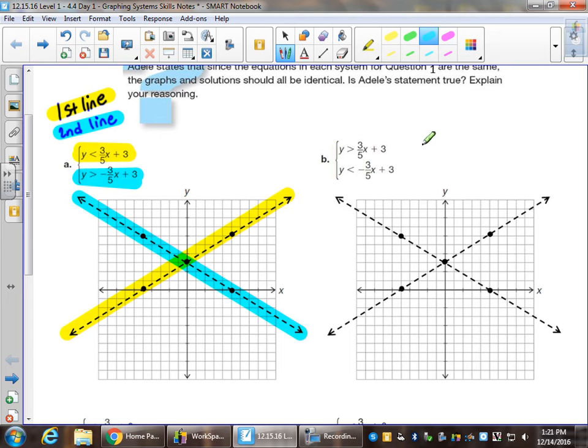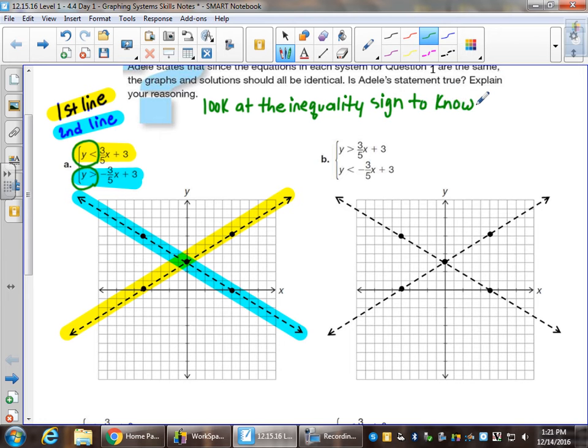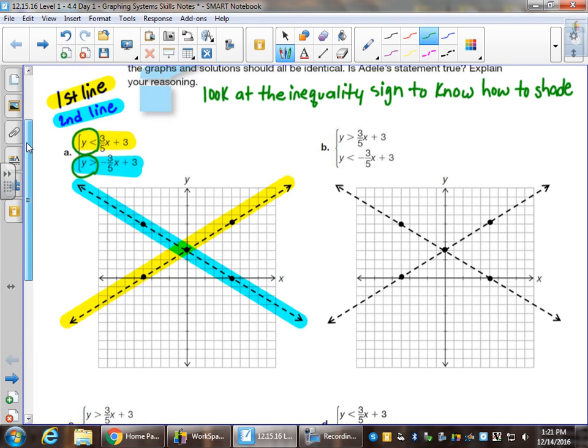Now, way back in 4.2, I had mentioned that you can figure out which side of the line to shade by looking at the inequality sign. Because this is solved for y, they're actually both solved for y, right? Look at the inequality sign to know how to shade. Again, this only applies when these are solved for y. And if you look at all of the systems here, they are all solved for y.